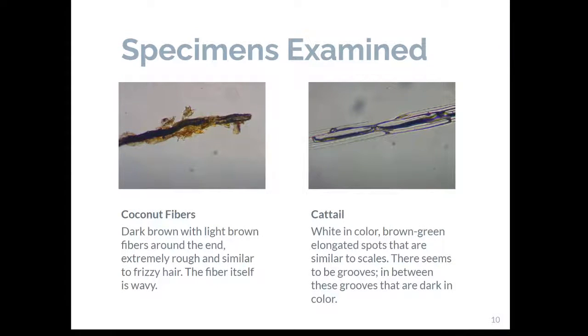Here are 2 of the 6 fibers examined. With the coconut fiber, the outer layer was extremely rough, and the inside was dark brown with light brown fibers around the edge. The cattail fiber had a smooth outer layer, was brown in color, had brown green elongated spots, and were similar to scales.